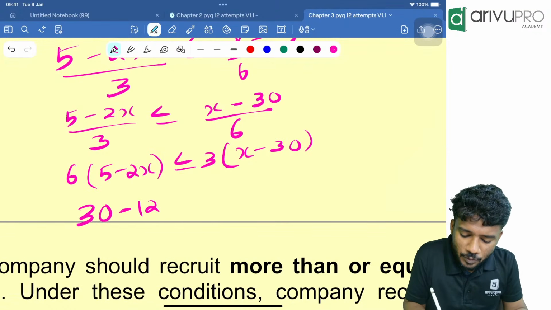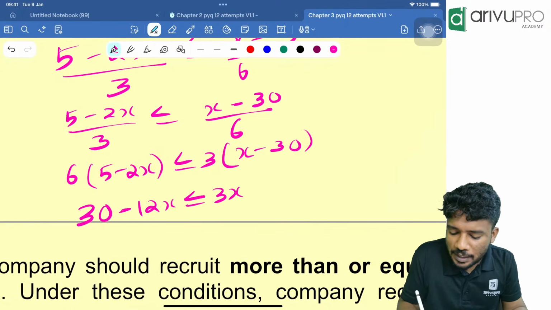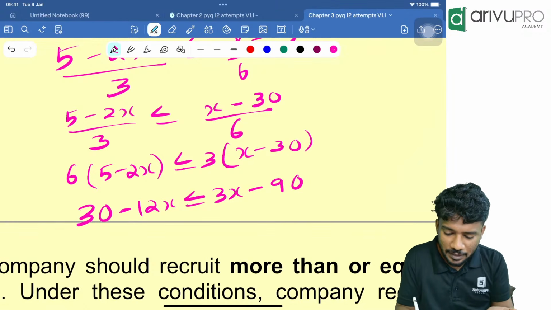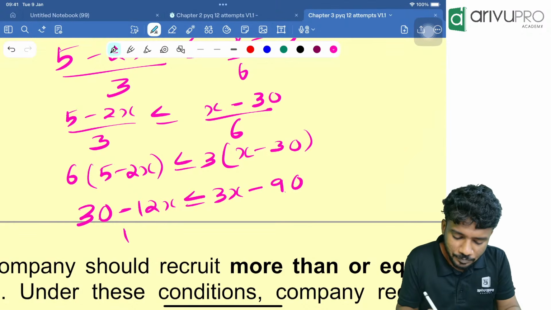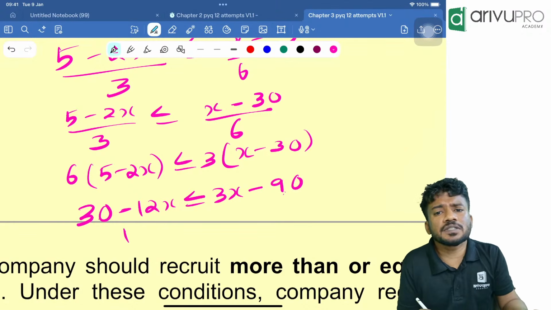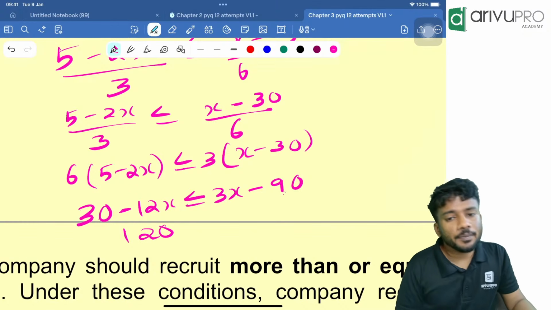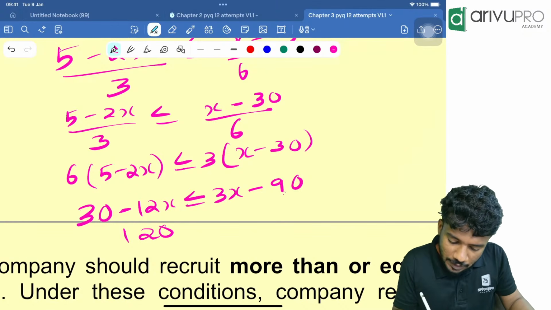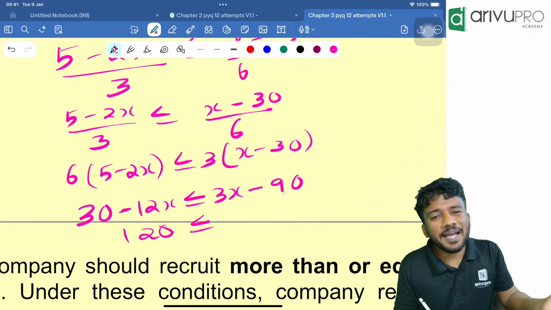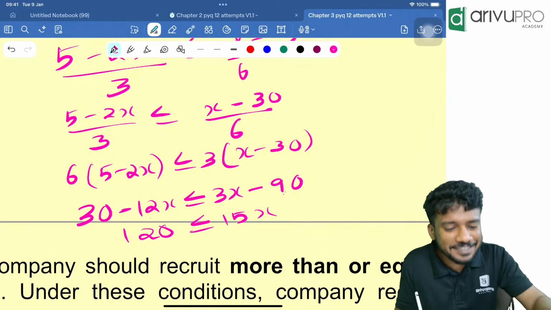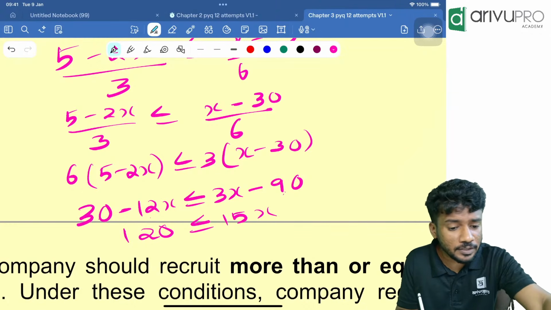Get me the answer. 30 minus 12x less than or equal to 3x minus 90. People, get me the answer very fast. Take this to this side. That means minus 90 comes to this side, means plus 90. Plus 90 plus 30 is 120. Correct? 120 less than or equal to, minus 12x goes to the other side, it will be 15x. Okay, till here everyone got the answer?